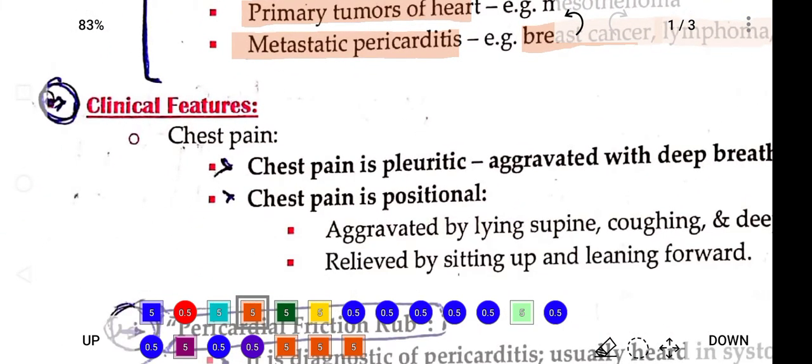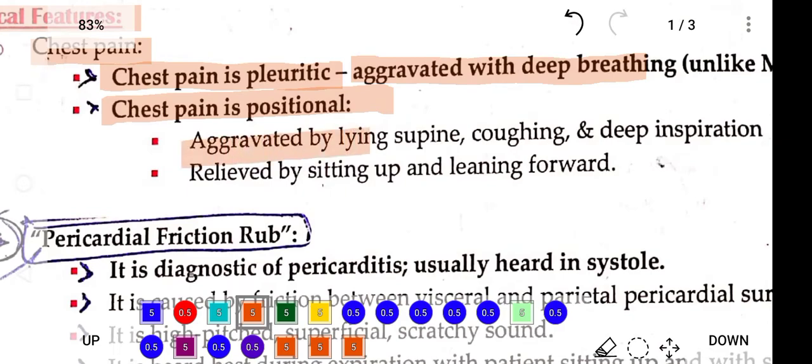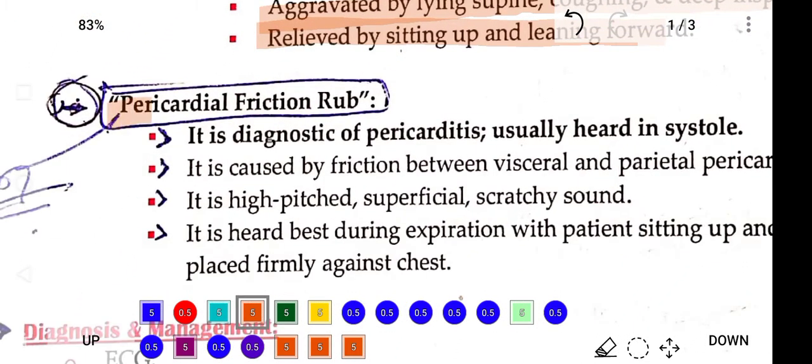The clinical features of pericarditis include chest pain, because the pericardium and heart are present in the middle mediastinum. Chest pain is pleuritic in nature, aggravated by deep breath. It is also positional, aggravated on lying supine, coughing, and deep inspiration, and relieved by sitting up or leaning forward. So these are the chest pain types.